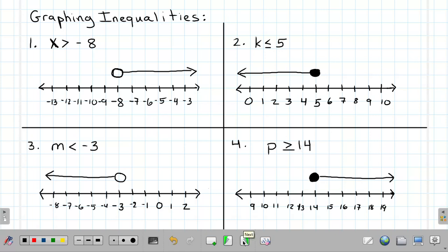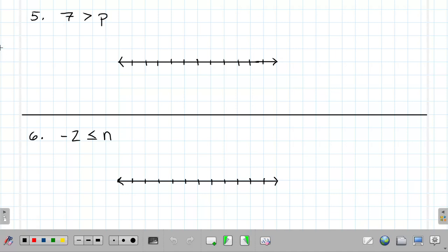Okay? Now the next two, numbers 5 and 6, are a little bit tricky. If you look, you can maybe tell that these are a little bit different than the ones we just did. Here we have the variable on the right-hand side instead of on the left-hand side. But the principles are still the same. What do we need? Well, we need 7 to always be bigger than whatever number we have for p.